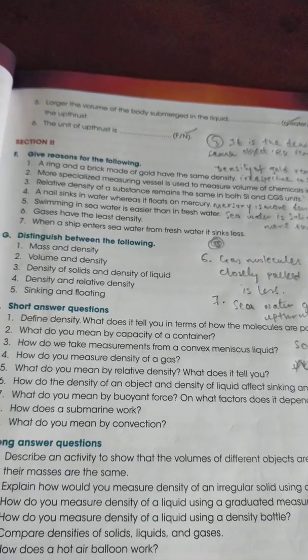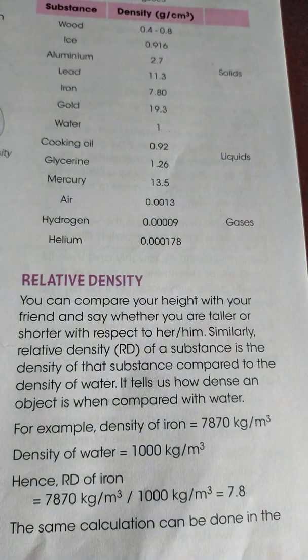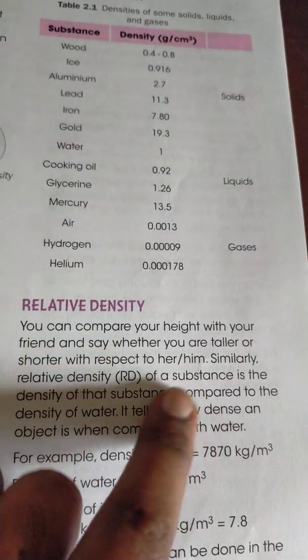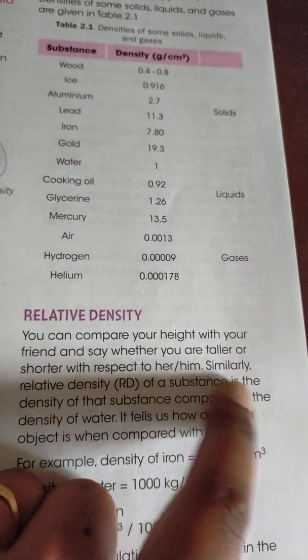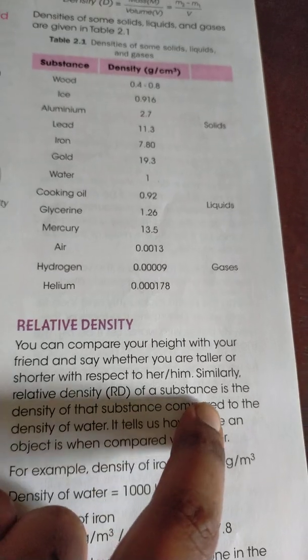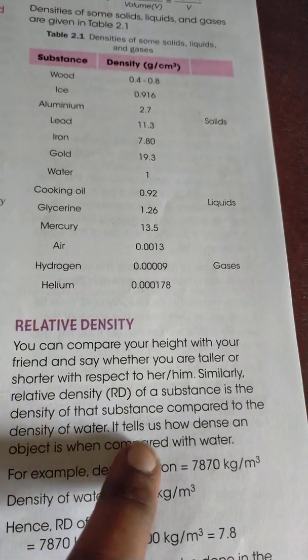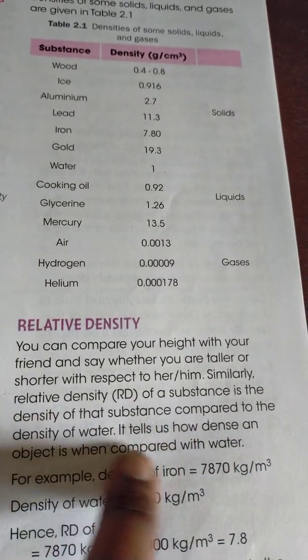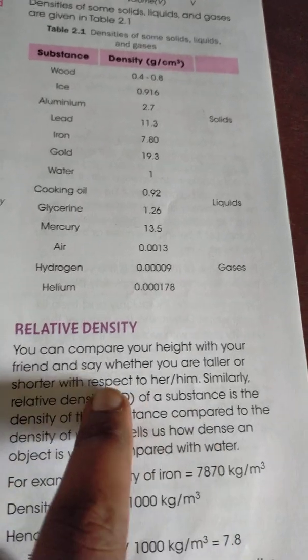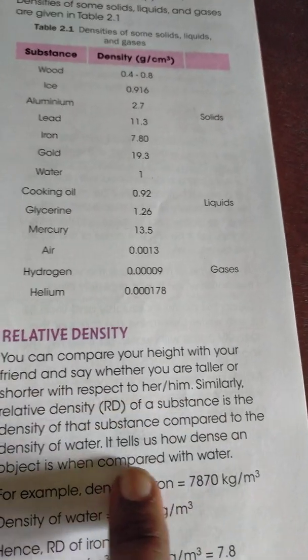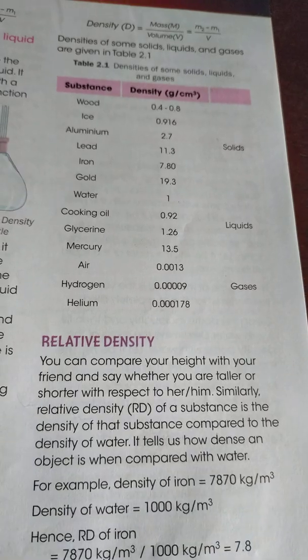Next question we have, what do you mean by relative density? What does it tell you? This answer you can see in the screen here. Relative density of a substance is the density of that substance compared to the density of water. It tells us how dense an object is when compared with water. So from relative density of a substance you need to write to compared with water.